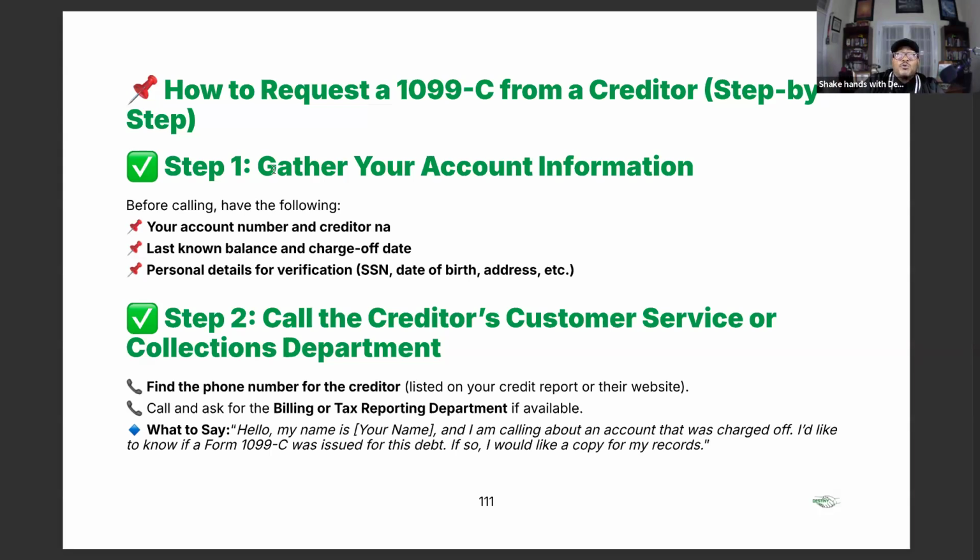Whatever it says on your credit report, you want to have all that together. Get your name, address, your date of birth, all of that stuff. You want to call and ask for the billing or the tax department. When you do call, you can take a screenshot here if you like.